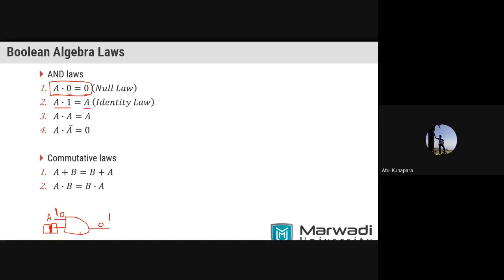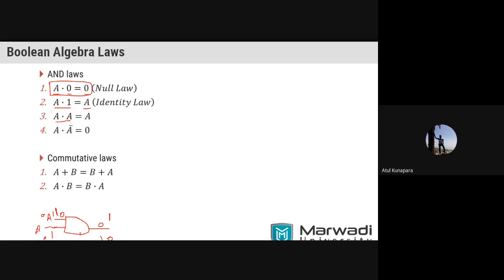Likewise, the third rule is that if you perform the AND operation of two inputs with the same variable, it means if I apply A on both inputs of the AND gate, then what happens? If A is 1, here it is 1 and here also 1, because both signals are the same, so the output is going to be 1. If A is 0, then both are 0, so 0 and 0, the output is going to be 0. That means whatever input you give, you get the same output.